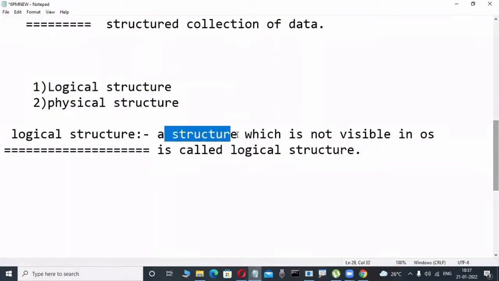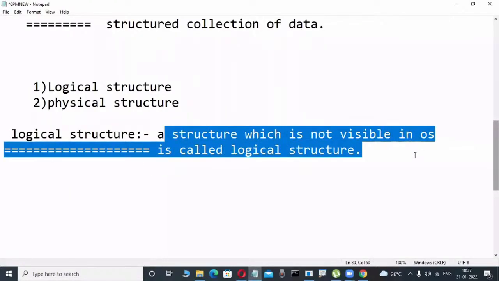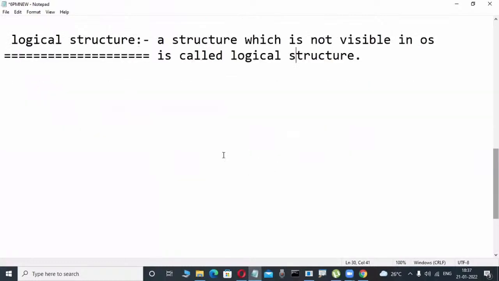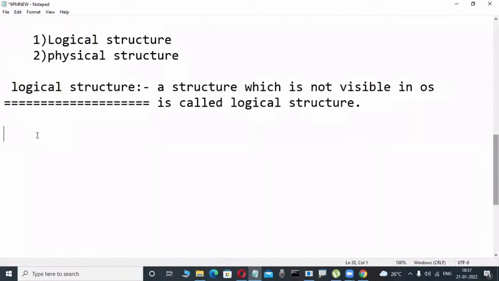That's why a structure which is not visible in the operating system is called a logical structure. But developers work in this logical structure only. Suppose I'm a PL/SQL developer, you're a SQL developer, Java developers, .NET developers, Python developers, ETL developers. All these persons are working in a logical structure.